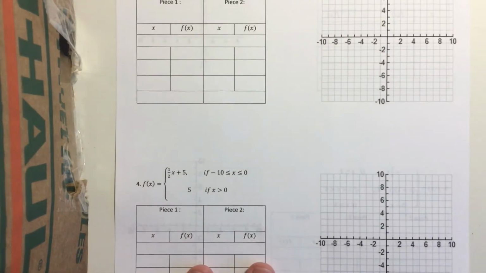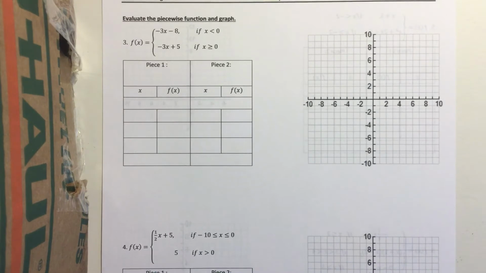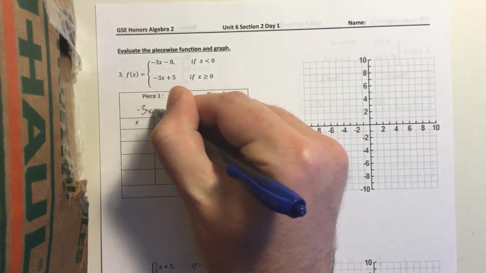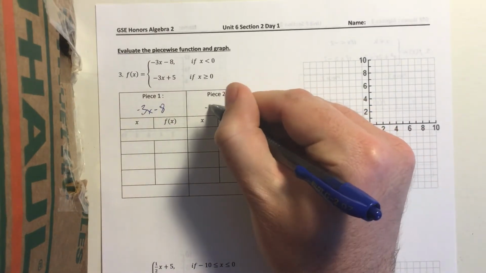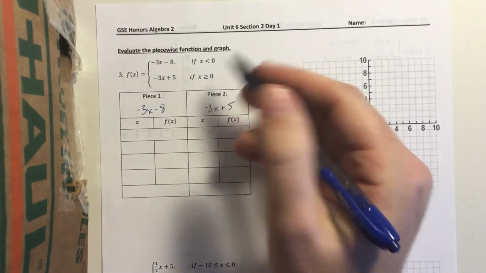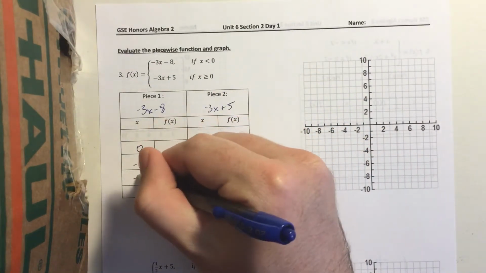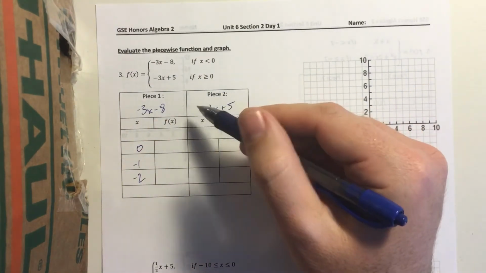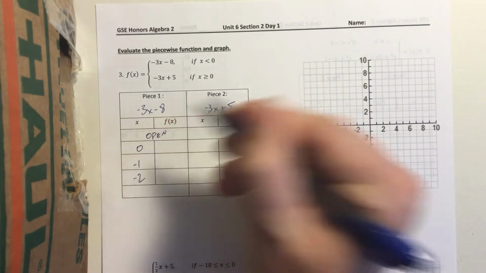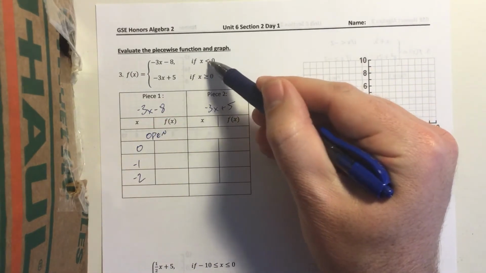If we flip over, number 3 is graphing a piecewise function. So let's just jump in here. Piece 1 will be -3x minus 8, and piece 2 will be -3x plus 5. And this first one is x values less than 0, so I'm going to do 0, -1, -2 for my x values. At 0, it's going to be an open circle, since it's x less than 0.